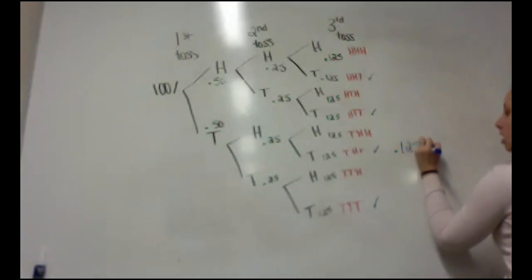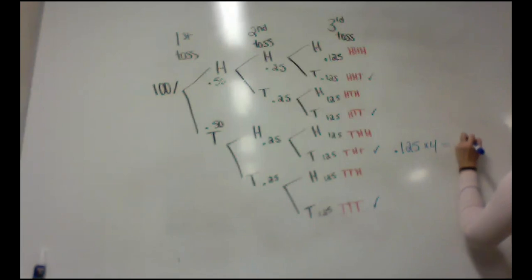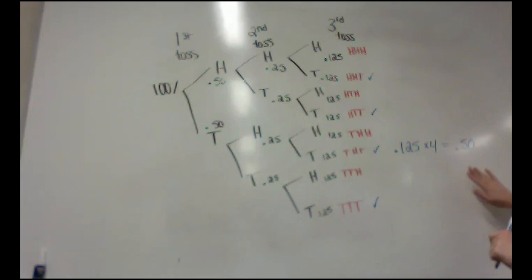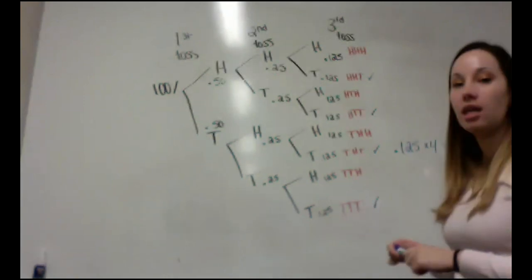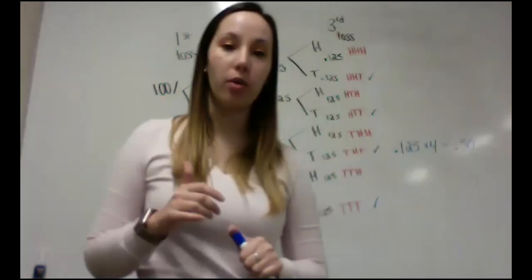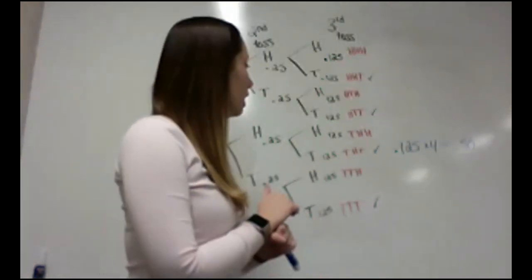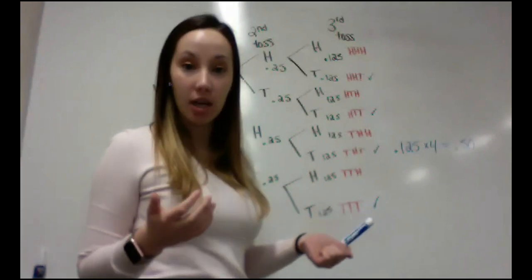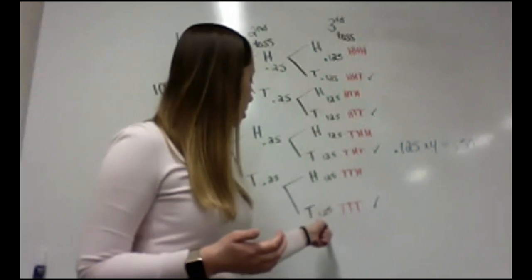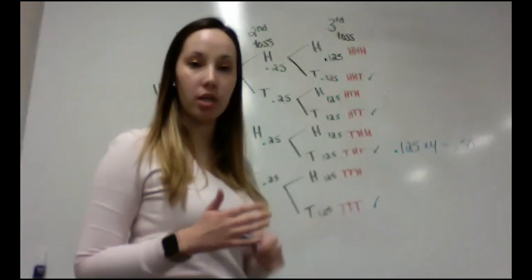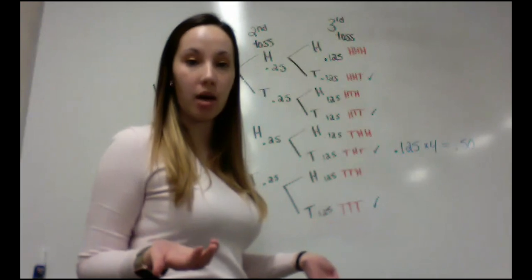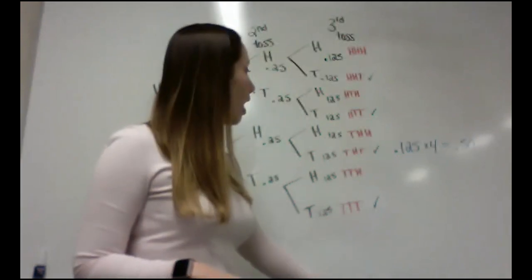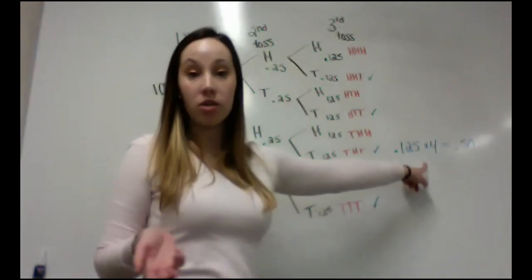0.125 times 4. We have a 50% chance, or 0.5 chance, of getting tails in our last flip when we flip the coin 3 times. What is the probability of getting tails, tails, tails? We see that that is 0.125 or 12.5% chance. So that's how you would do a problem like that. You can either add them up or you can multiply, whichever works best for you.